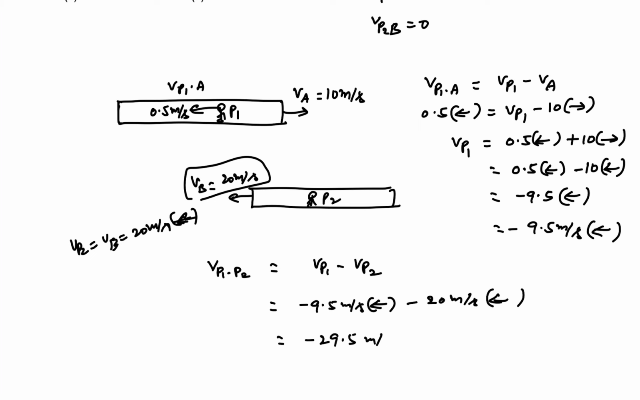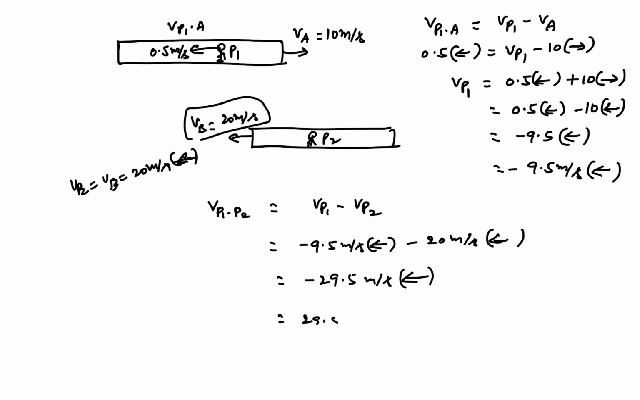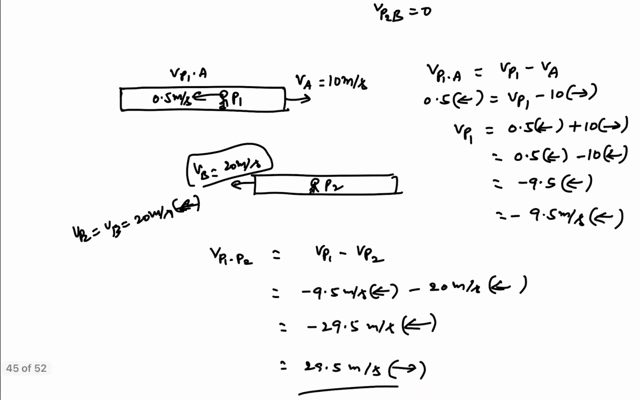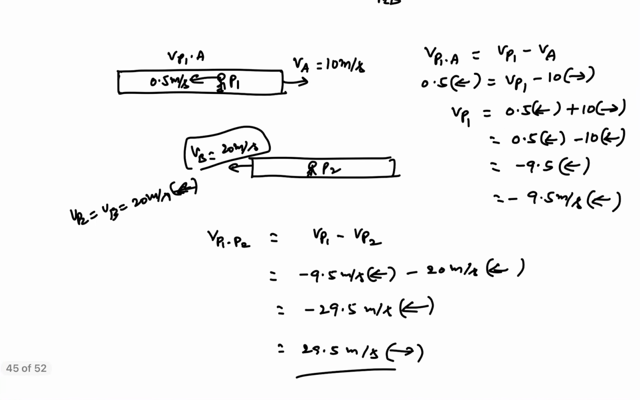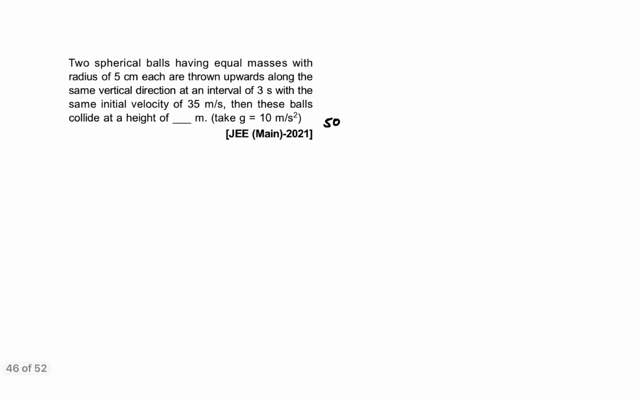You can get the value minus 29.5 meter per second left side, or you can write it as 29.5 meter per second right side. Either way you can write. So which of the following is correct? Second option is the correct option. I have written properly without using any vector notation, just left side, right side I am using. I am not using I cap, J cap, K cap.